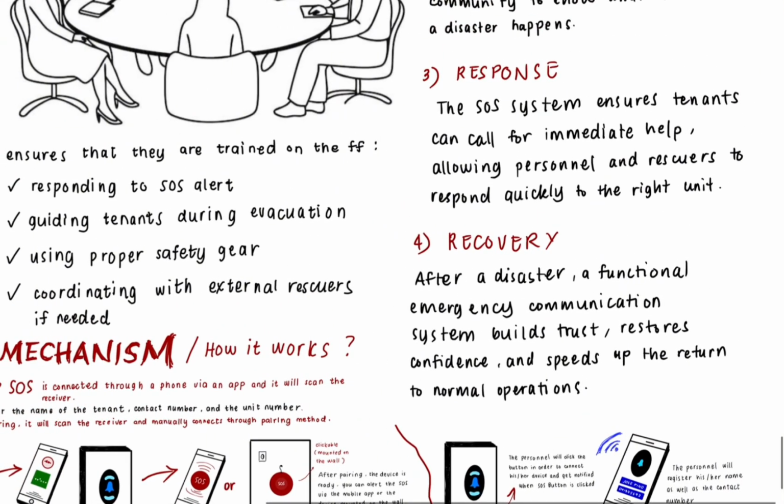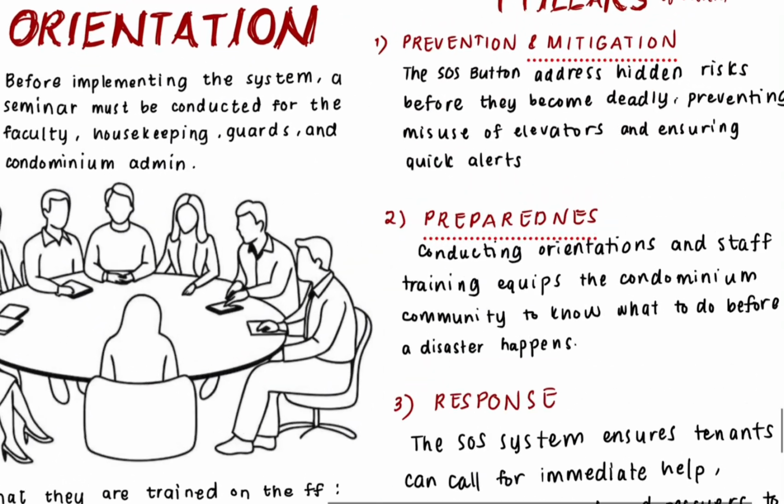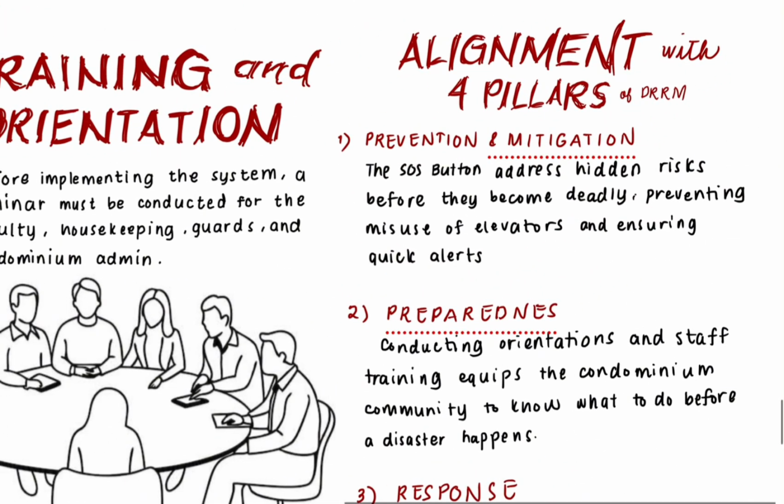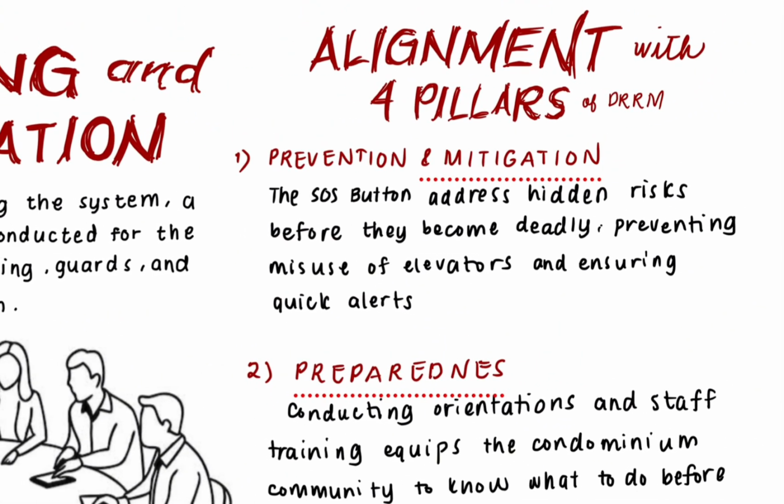So what is the connection or the importance of this with regard to the 4 pillars of DRRM? So first, prevention and mitigation. The SOS button addresses hidden risks before they become deadly, preventing misuse of elevators and ensuring quick alerts. So with this, hindi na nila kailangan magpanic. Kasi may point of order na, may parang may sense of urgency na sa kakulangan sa SOS button, sa help button na kinakailangan in case of any disaster.